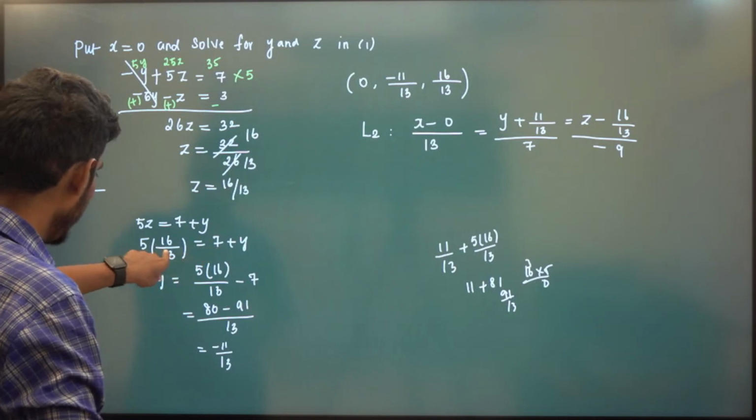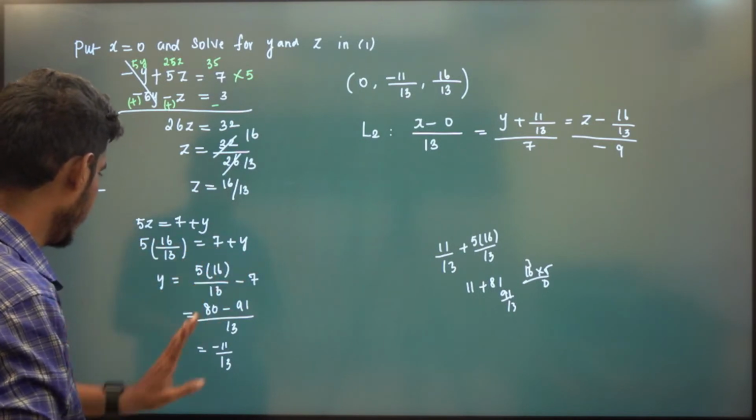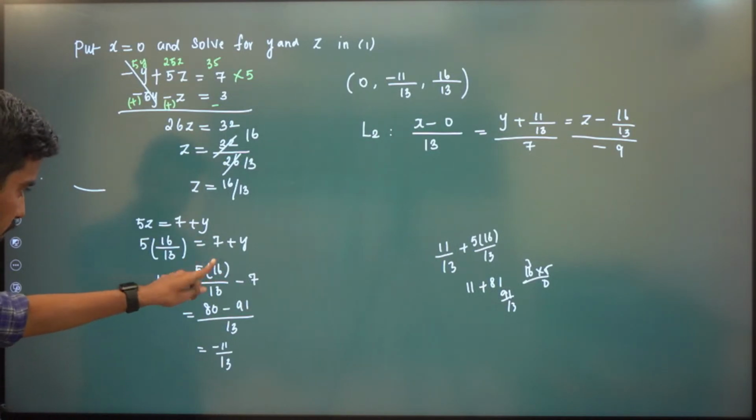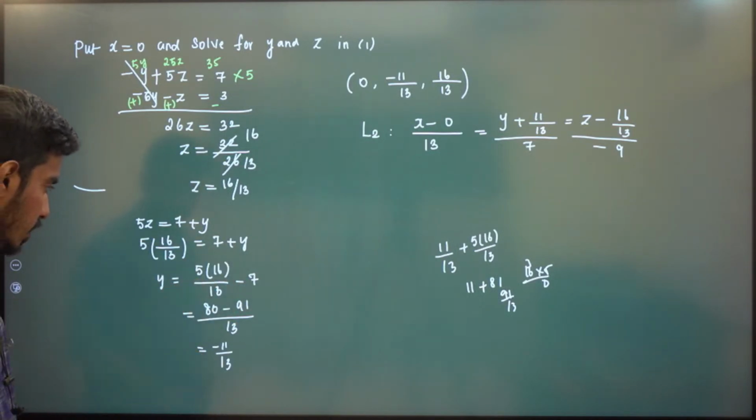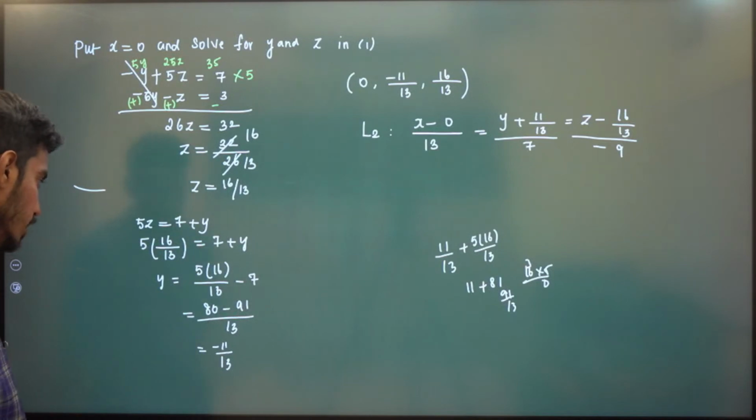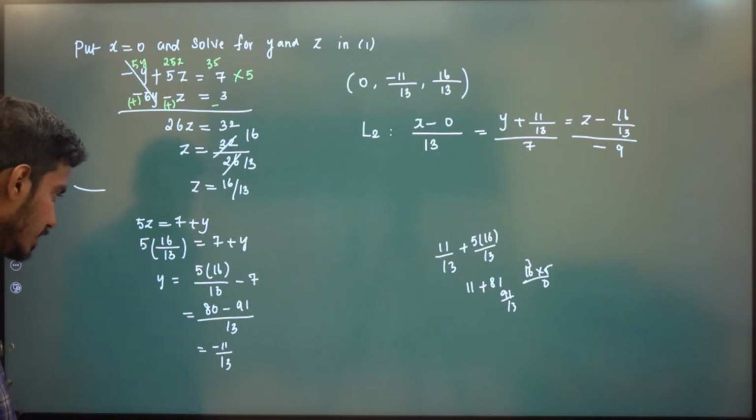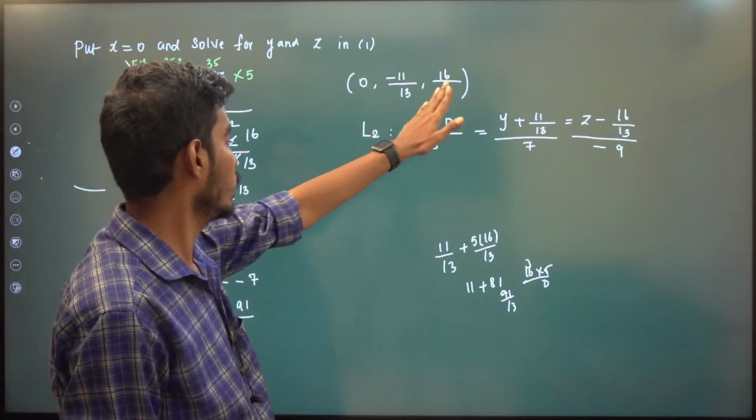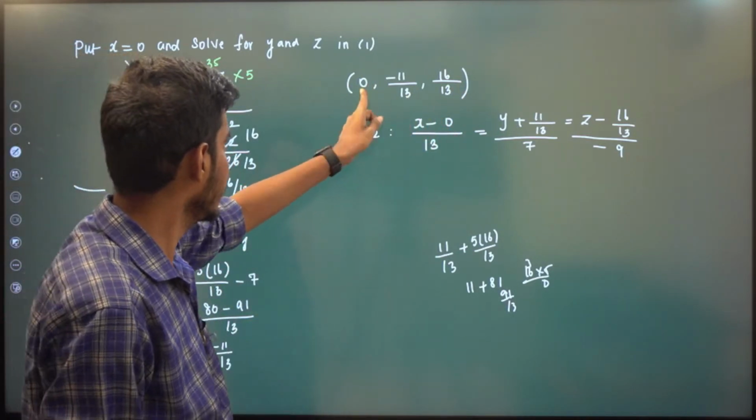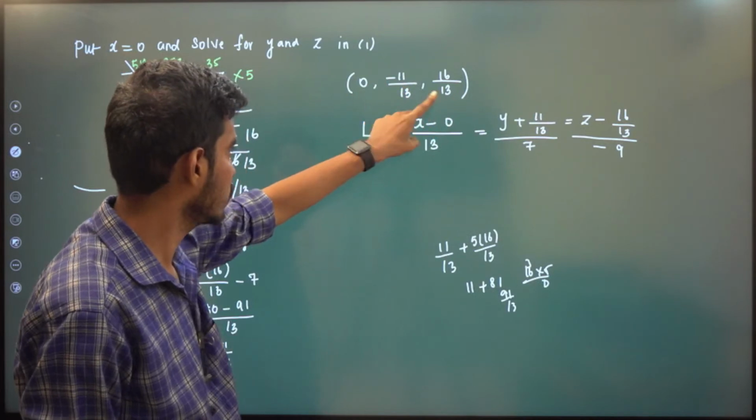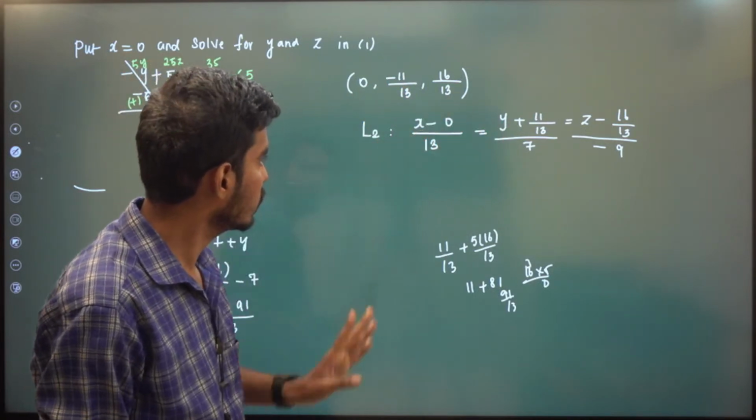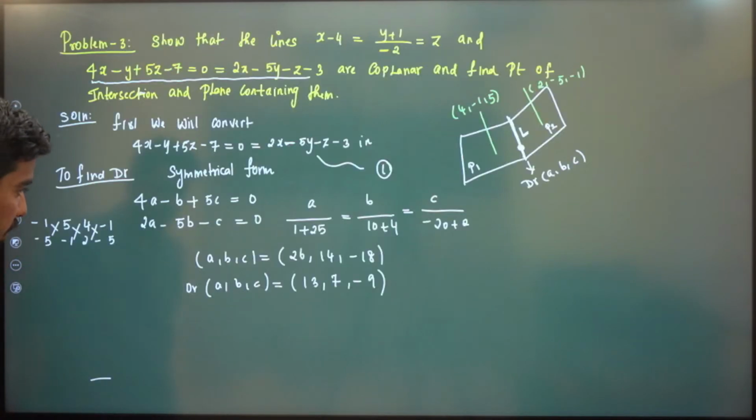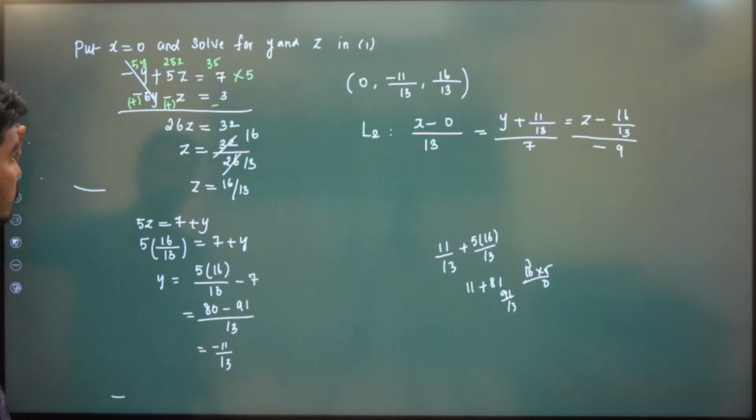So y will be 5 into 16 by 13 minus 7. 5 tens are 50, 5 6s are 30. So we'll have 80. 80 minus 91 divided by 13. So minus 11 by 13. This is also correct. So x1, y1, z1, this is one of the coordinates: x minus 0, y plus 11 by 13, z minus 16 by 13. Direction ratios are 13, 7, minus 9.